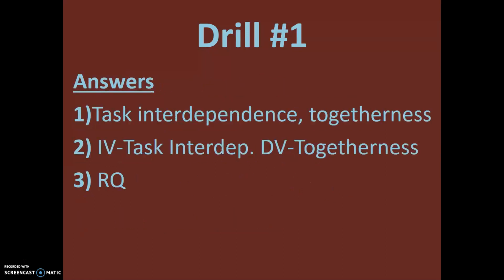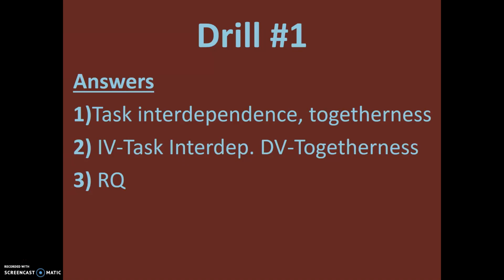For drill number 1, here are the answers. When identifying the variables involved, they were task interdependence and togetherness. The independent variable was task interdependence, and the dependent variable was togetherness.